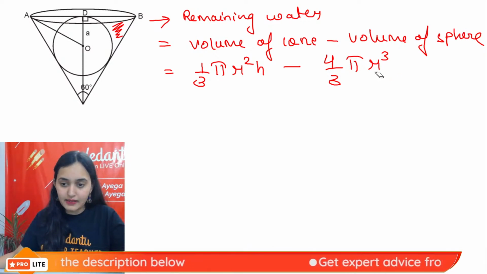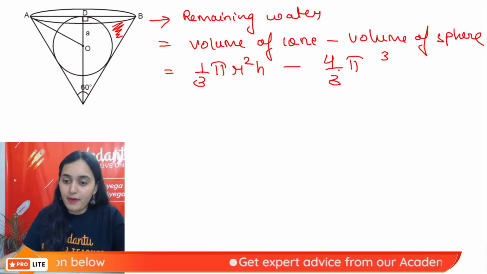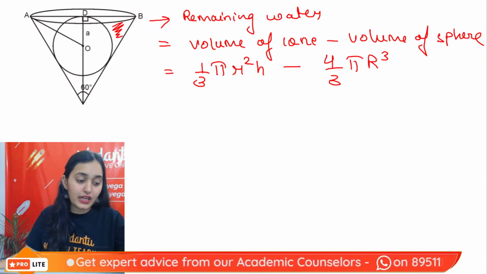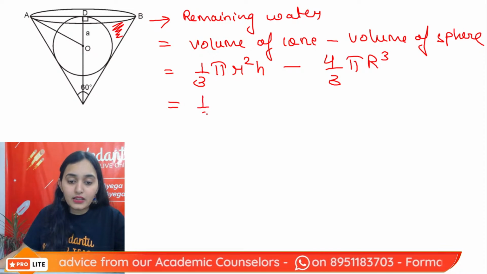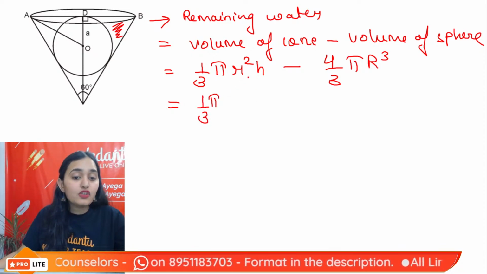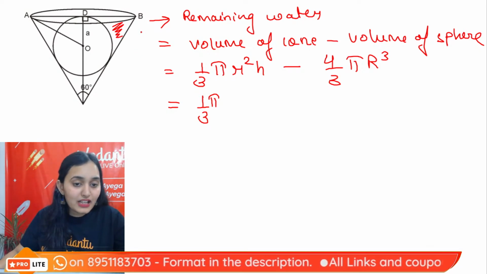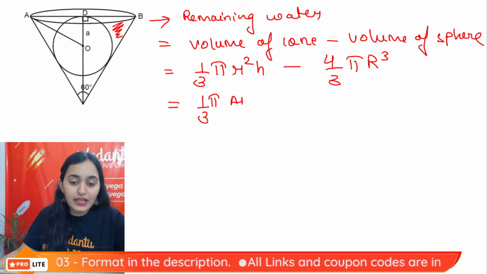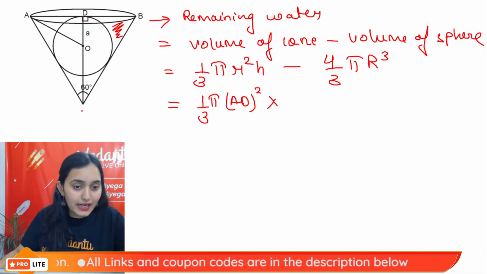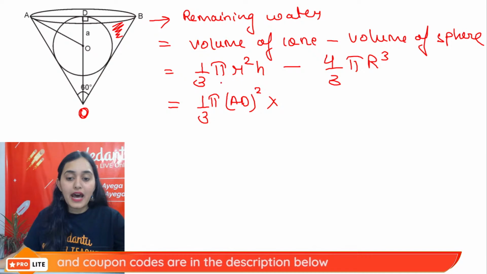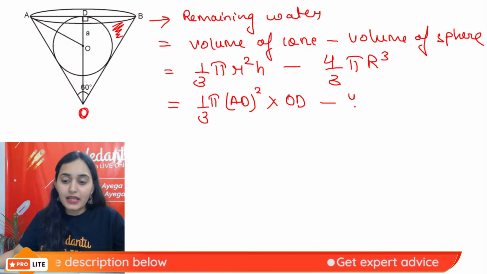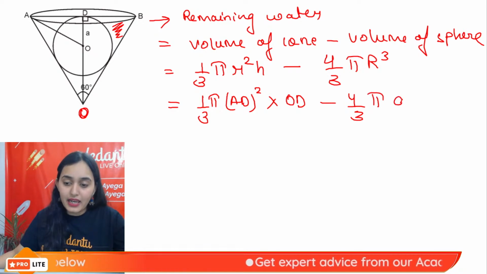Let us write it as pi capital R cube. That is sphere ka radius. This is cone ka radius. Okay. So it is 1/3 of pi radius of the cone. What is the radius of the cone? The radius of the cone is AD ka square. What is the height of the cone? Let this be O. So the height of the cone is OD, right? Minus 4/3 pi A cube.